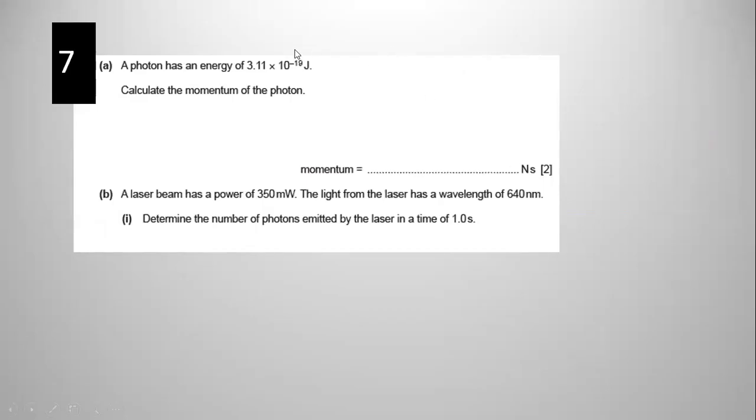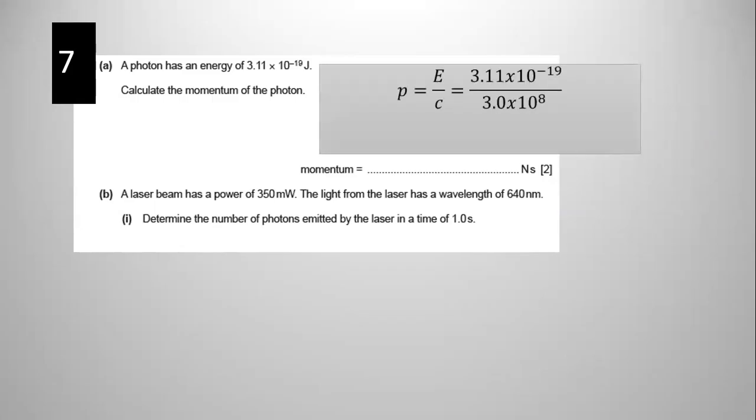A photon has an energy; calculate the momentum. What formula to use? Can you remember the formula? P equals E over C, yeah. E is your energy, C is the speed of light.